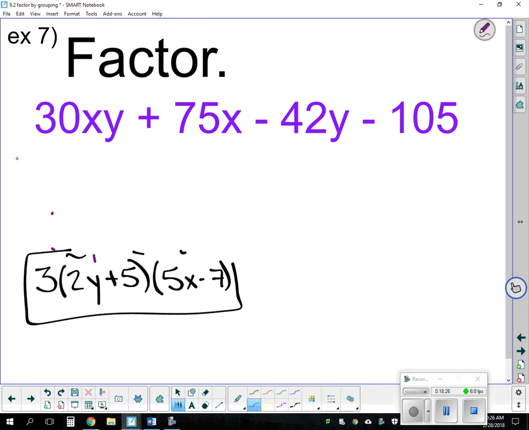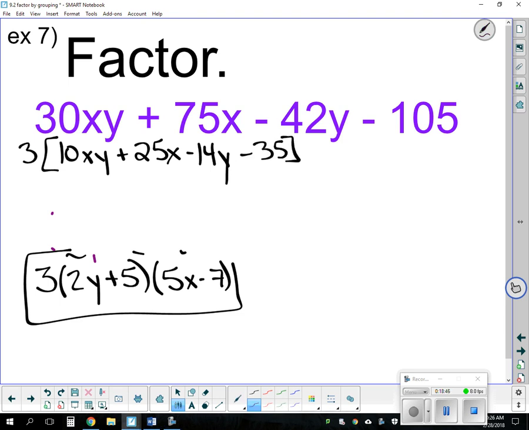You would have taken a 3 out of everything. Then you'd be left with 10xy plus 75 divided by 3 is 25. 42, negative 42 divided by 3 is negative 14. And negative 105 divided by 3 is minus 35. What I suggest then is you take this 3 and you write it all the way down into an answer. Okay, so wherever I think my answer is going to end up, write it there.